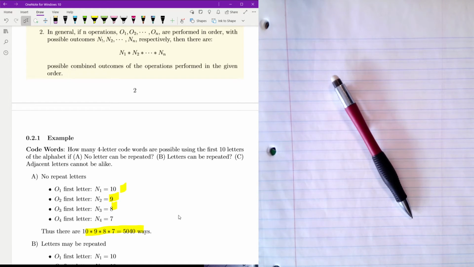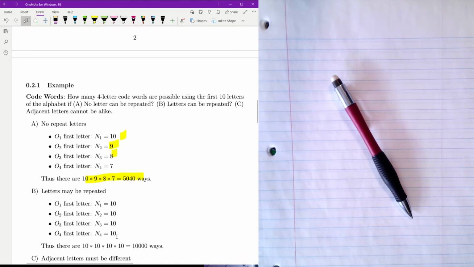Now we're saying letters may be repeated. That means that there's 10 possibilities for the first letter. There's also 10 possibilities for the second letter. And there's still 10 possibilities for the third letter. And 10 possibilities for the fourth letter. So that'll be 10 times 10 times 10 times 10, which is 10,000 ways. It's quite a bit more possible four-letter code words.